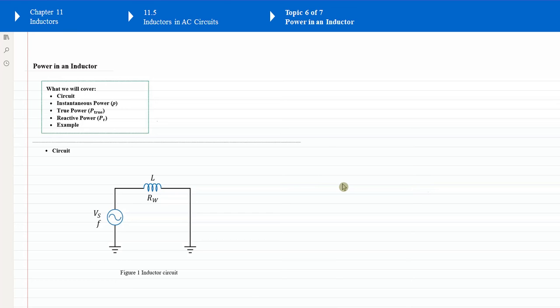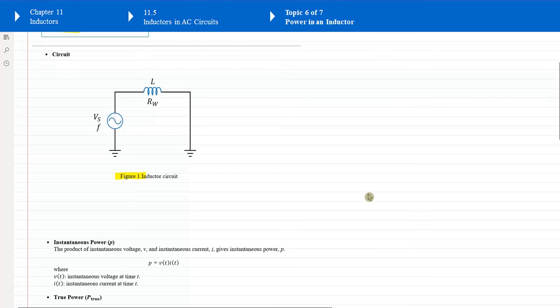This lesson is about the power in an inductor. First, we're going to look at a circuit. We use a very simple circuit to learn these powers. And then we talk about an instantaneous power using a lowercase p, and then the true power, P true, reactive power, PR, and then we have one example. I will show you how to find these powers using this example.